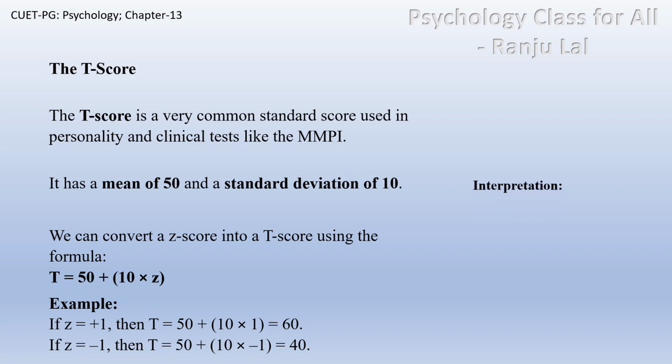When T score is equal to 50, it is interpreted as average. When T score is 60, it is interpreted as above average, and when T score is 40, then it is interpreted as below average.